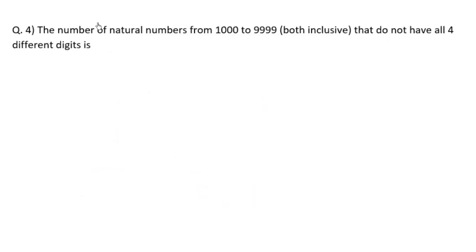Now in this question, we have to find the number of natural numbers which are between 1000 and 9999. That means we have to find 4-digit numbers which do not have all 4 different digits. So what we can do is find the total number, right? And we have to subtract those numbers wherein all digits are different. The total number of numbers, if I include both, has to be 9000. Correct?